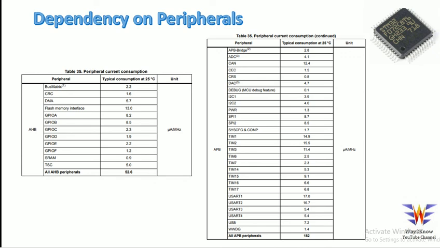So the number of IOs we use and the kind of switching that is used determine the power consumption. And then dependency on peripherals. This again depends on the clock frequency at which these peripherals would be switched. We can see here per megahertz, if we use GPIO-A, it would be 8.2 microamps. Or if we take the example of a UART, which we use regularly, and this peripheral has a clock of 1 megahertz, the current drawn by the microcontroller would be 17 microamps.